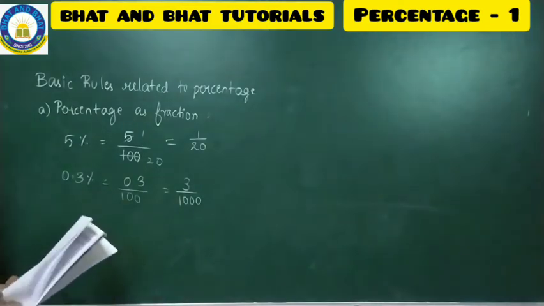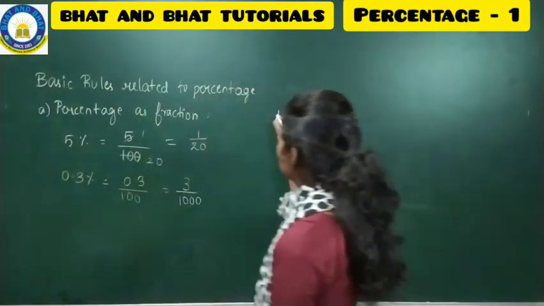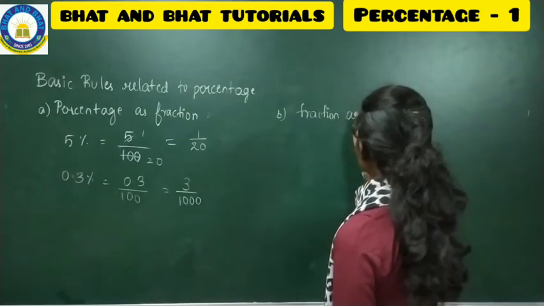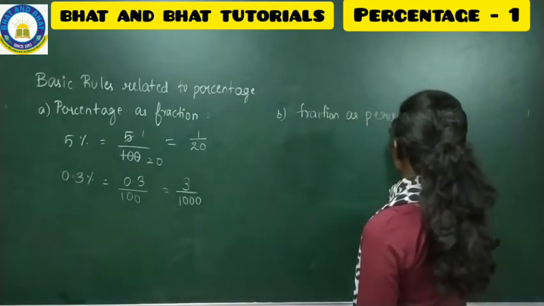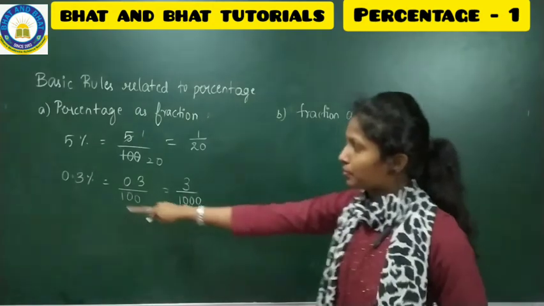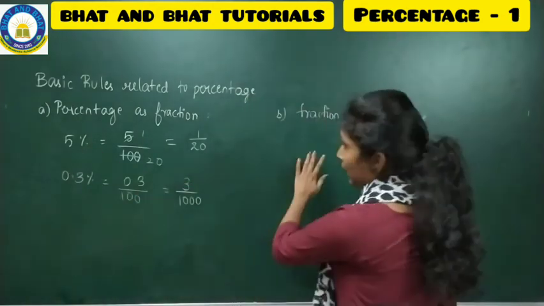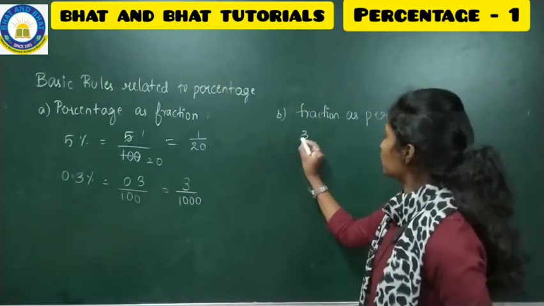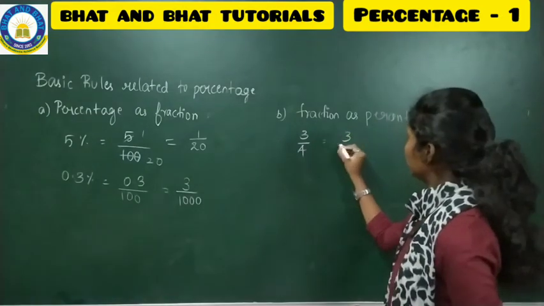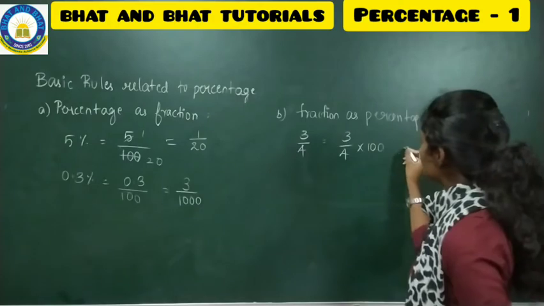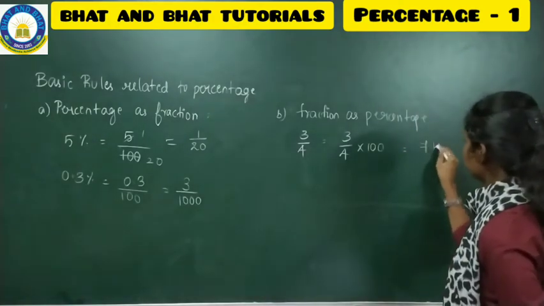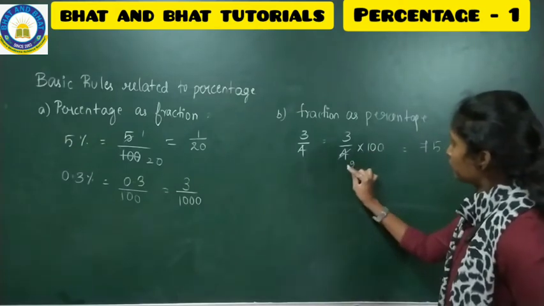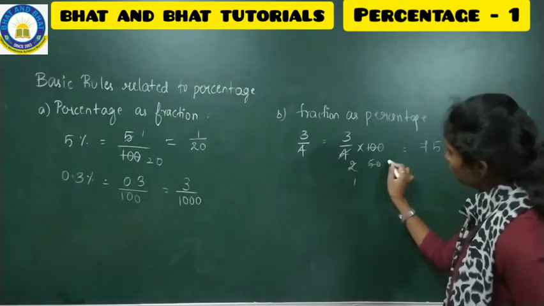Okay. Next, fraction as percentage. That is second one, fraction as percentage. So here we have expressed the percentage as fraction, and here we'll be expressing the fraction in the form of percentage. That is first one, 3 by 4, which will be equal to 3 by 4 into 100. So now it is 75%.